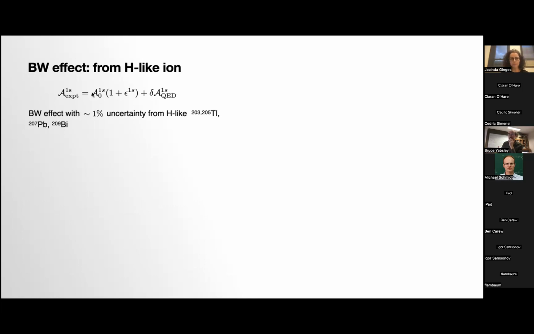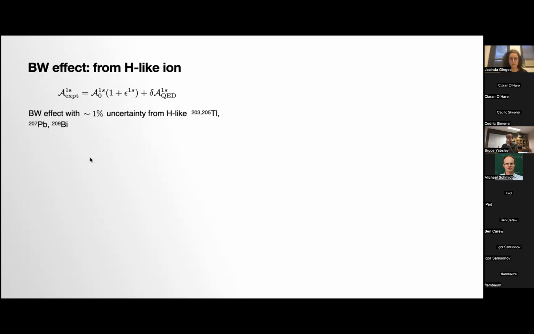We could obtain it directly from a hydrogen-like experiment, where they have done such things before. If you do an experiment for a hydrogen-like system in the 1s state, then of course there is a point-like contribution, a Bohr-Weisskopf correction, and then the QED correction. This can be calculated with very high precision. This can be measured with high precision. And then this can be calculated also with high precision. Then you extract this Bohr-Weisskopf effect. That's been extracted with an uncertainty on the order of 1% for thallium, lead, and bismuth before.